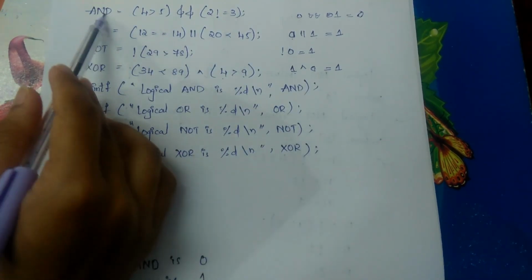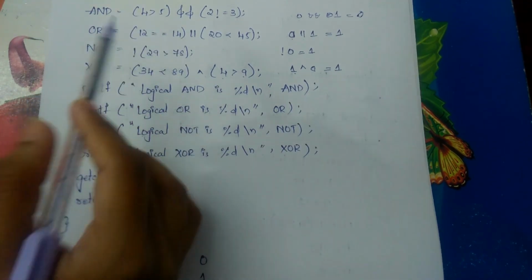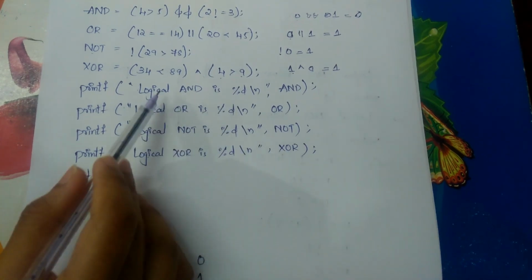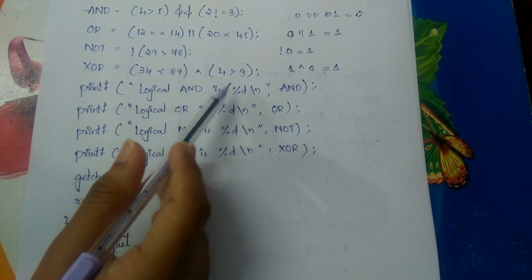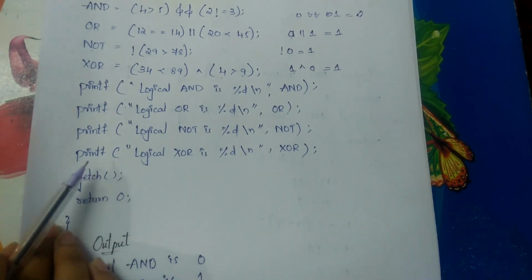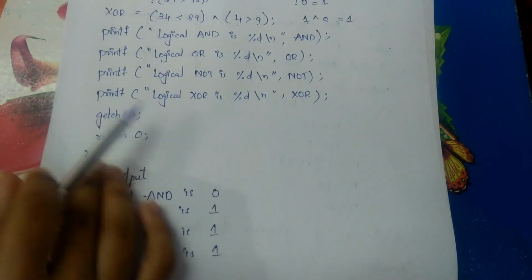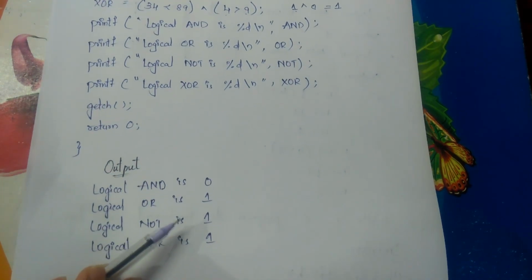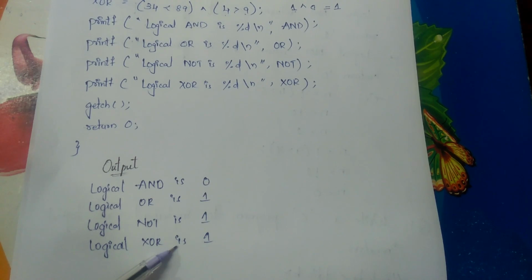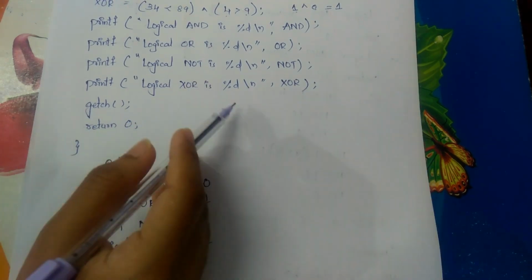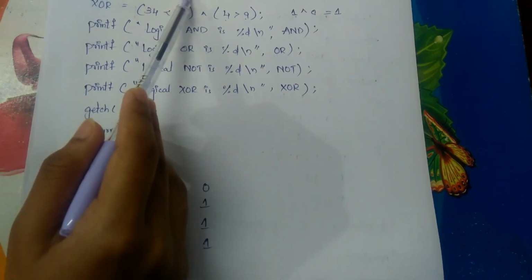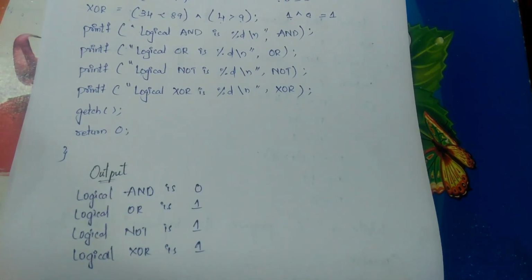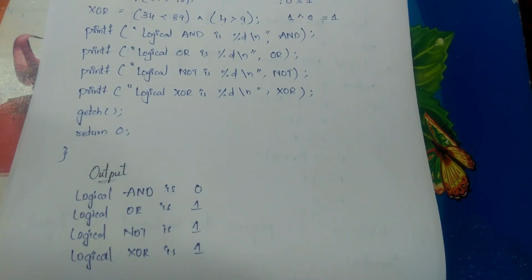After evaluating all these statements, when we print, we get the output as logical AND is 0, logical OR is 1, logical NOT is 1, and logical XOR is 1. So all these statements will be printed and the final value will be stored in the given variables. So this is about the logical operators, and this is also important for the exam.